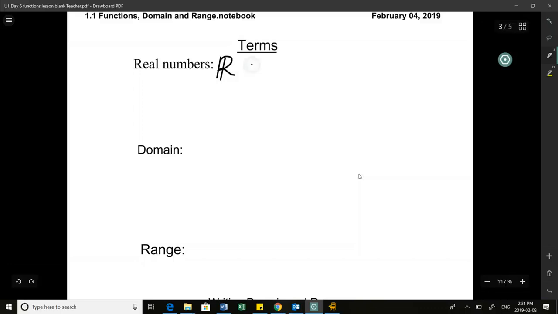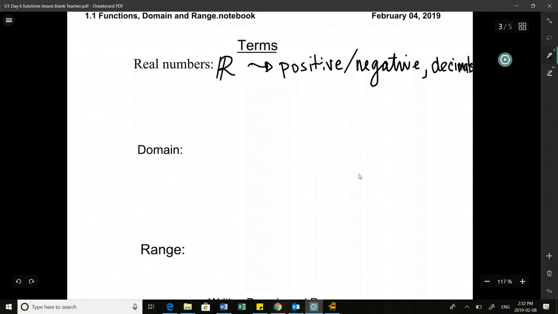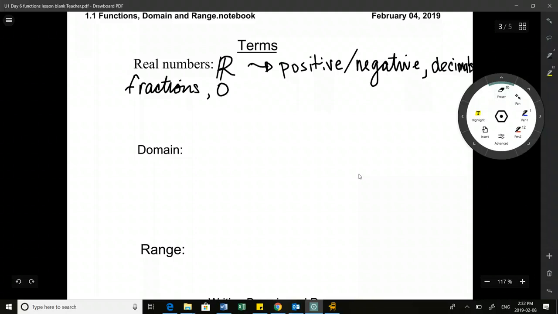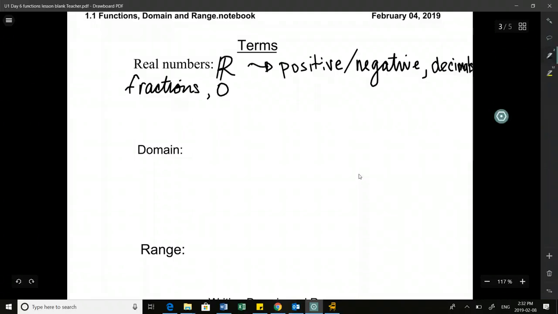Okay, so some examples of real numbers are positive and negative. They can be decimals. Running out of room. They can be fractions. 0 is part of the set of real numbers. They can be square roots, the square root of a positive number, stuff like that. So decimals, fractions, positive, negative. Essentially, it could be pretty much anything that you can think of from negative infinity all the way to, yes. Okay, so mostly anything you can think of from negative infinity.